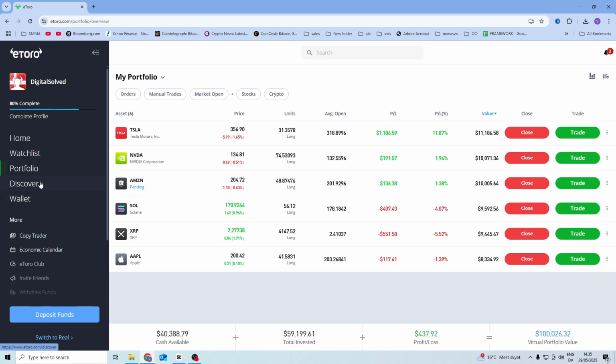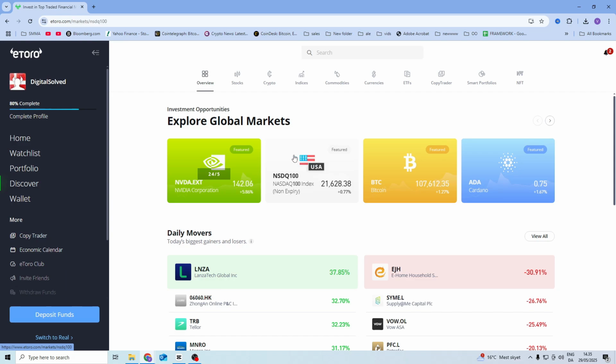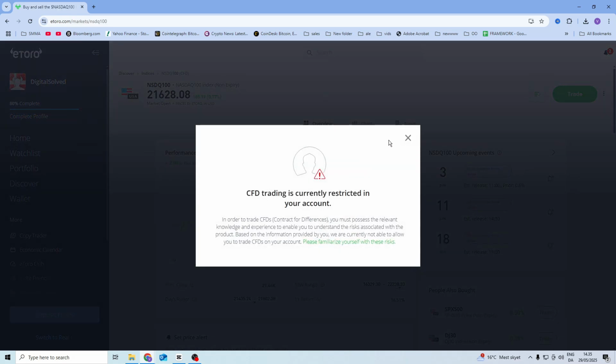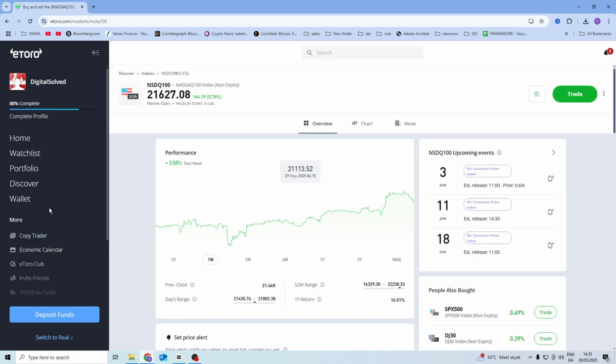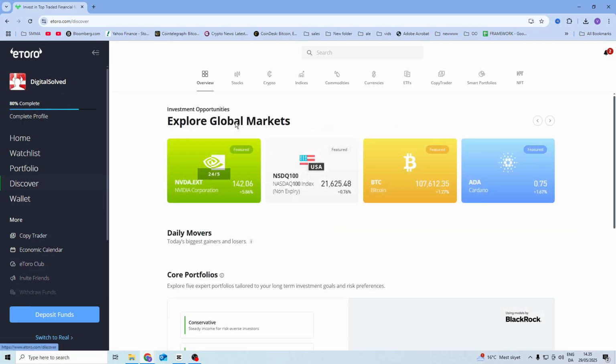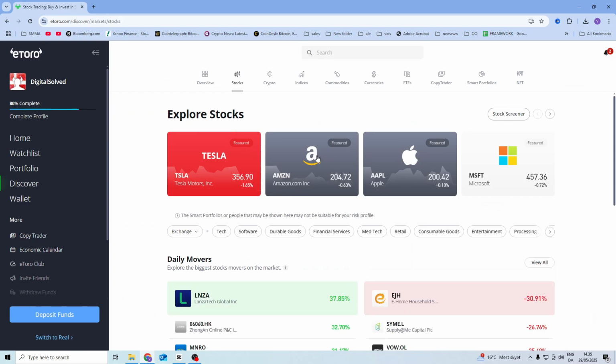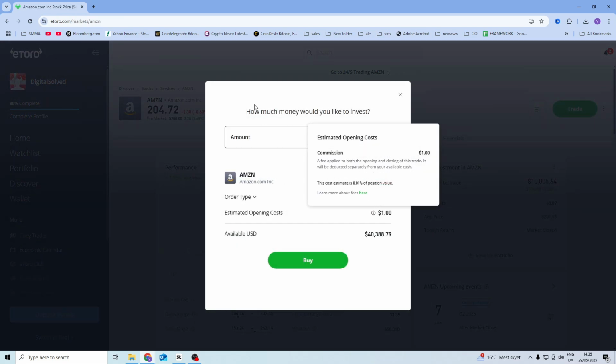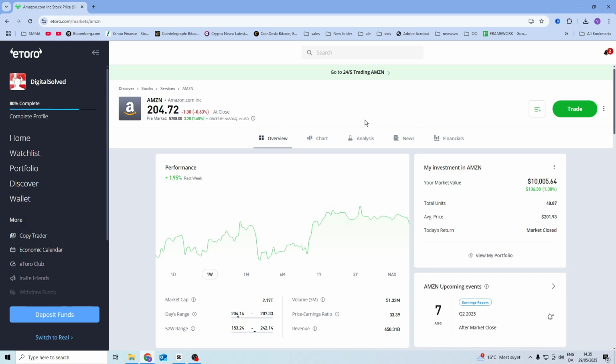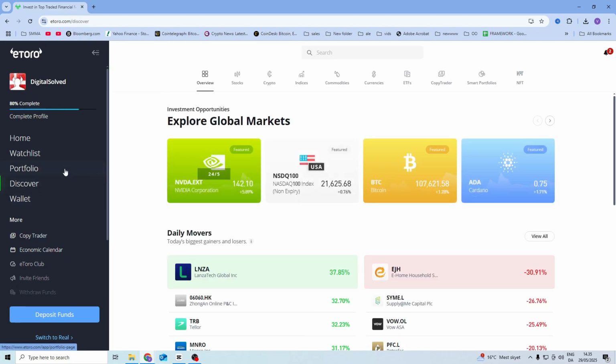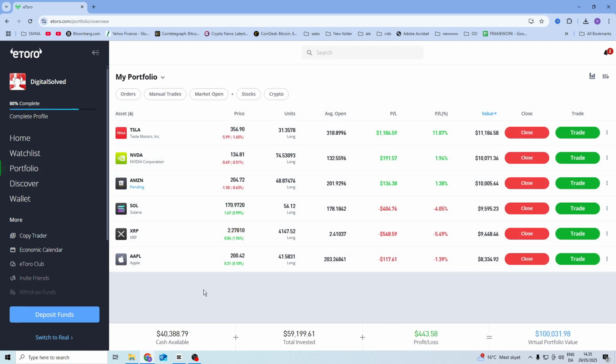But what you can do is go to Discover, find something, and you will be able to trade. Okay, you cannot trade a CFD in Denmark, of course. But if I just head over to Amazon or something, you will be able to trade like on a normal account. So just keep that in mind, that you can use this as a normal account. You can trade, you can sell and everything, but of course it's just fake money. But this is the way that you do this, guys.